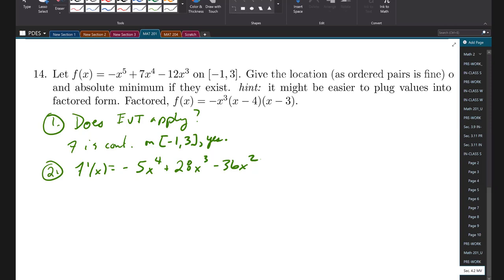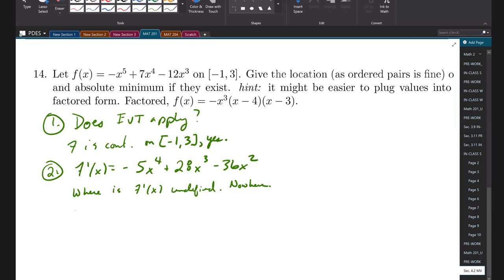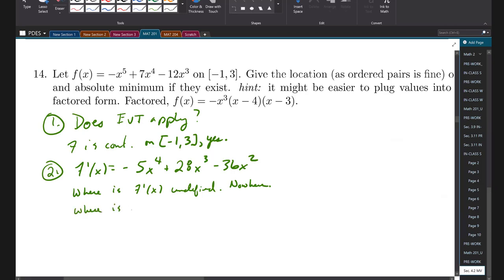We need to figure out where is f prime undefined. And the answer is nowhere. It's defined everywhere. Then we need to ask where is f prime of x equal to 0? And the answer is when minus 5x to the fourth plus 28x cubed minus 36x squared equals 0.